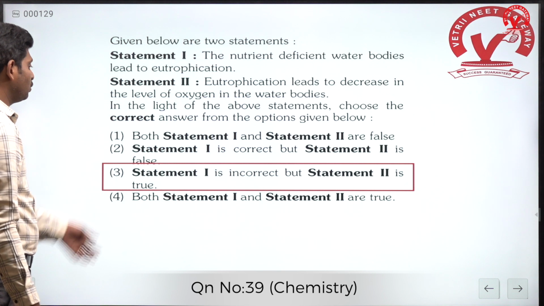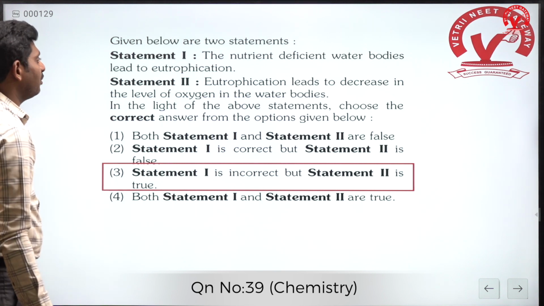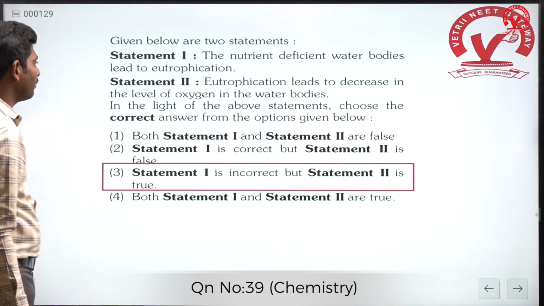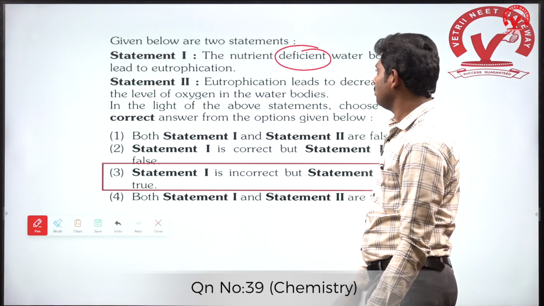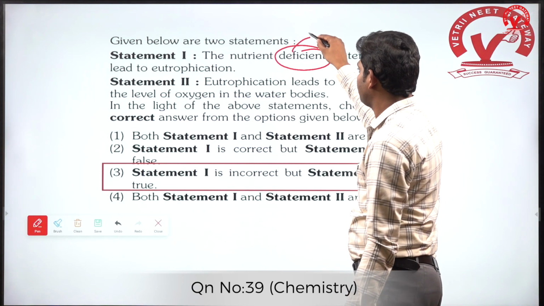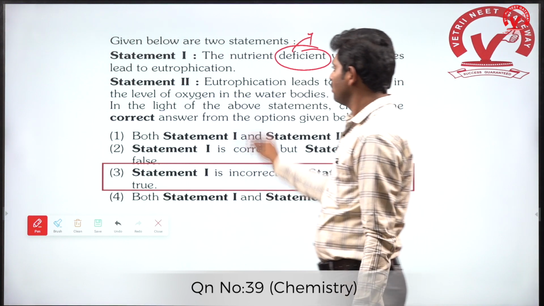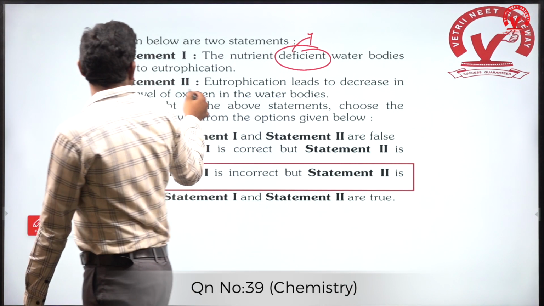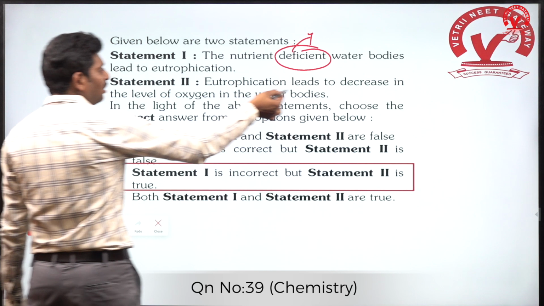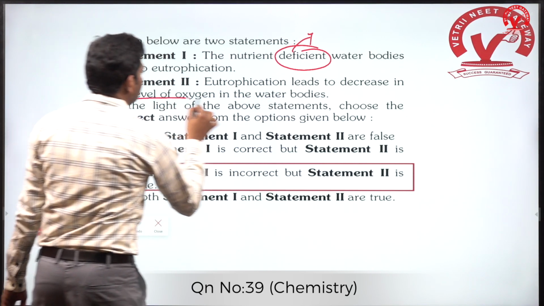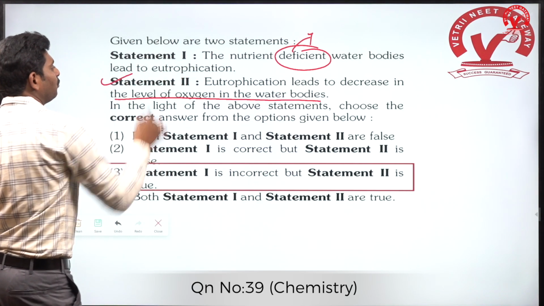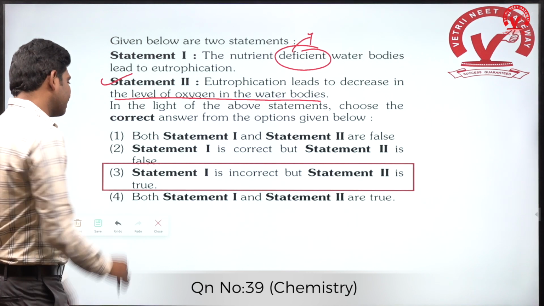Next. So this one you can check. The nutrient deficient water bodies will lead to eutrophication. This thing will happen, eutrophication. It is not for deficient. It is for sufficient. If nutrients are more, it will happen. So statement 1 is wrong. And statement 2: eutrophication leads to decrease in the level of oxygen in the water bodies. This is correct. So statement 2 is correct, statement 1 is incorrect. So option 3.